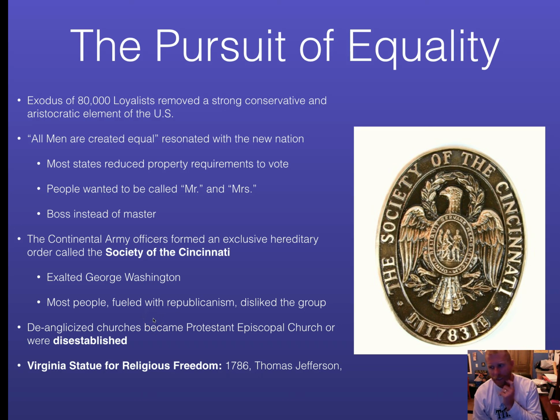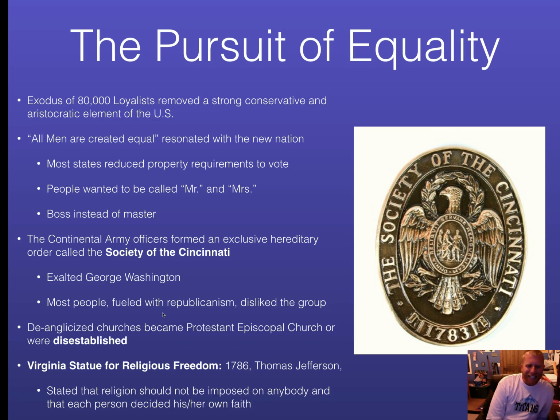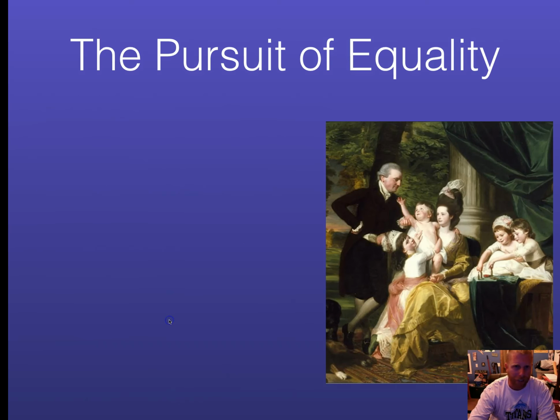A lot of places, the Church of England and the colonial government were one and the same. It stated that religion could not be imposed on anybody, and each person decided his or her own faith, which is kind of one of the principles that will end up in the First Amendment. People always remember the First Amendment of the Constitution being freedom of religion, but it's also freedom from religion as well. You get to choose, and the government doesn't endorse a particular religion. And so Virginia was a little ahead of the curve there, since the First Amendment wasn't ratified until 1791.